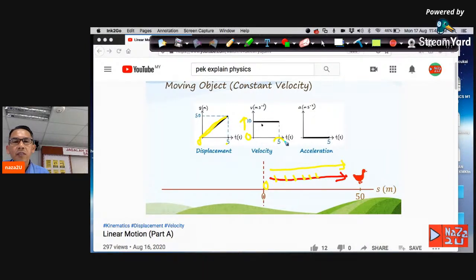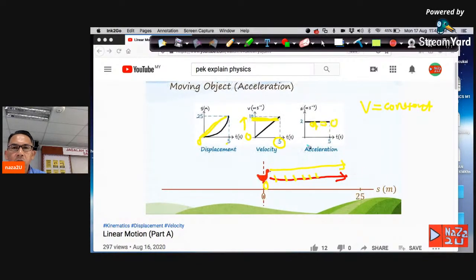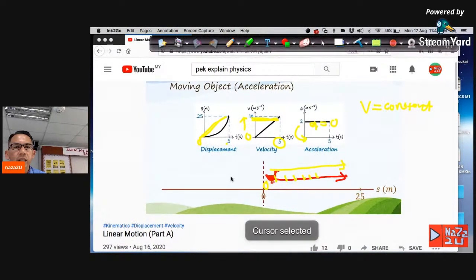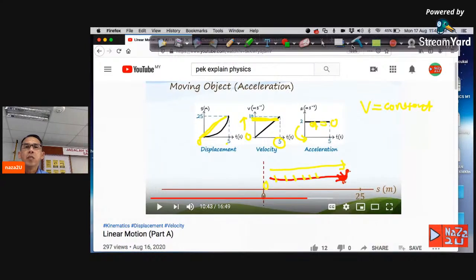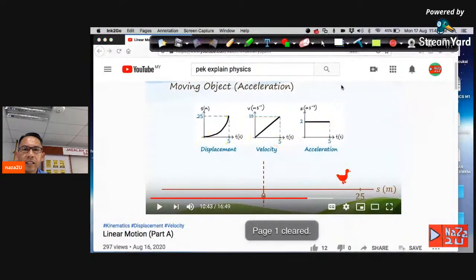Velocity is constant. Velocity 0 to 10 meter per second, velocity in 5 seconds is constant. So maksudnya dia bergerak dengan constant velocity V. That's why graf ni dia lurus, horizontal. Okay. Because no acceleration. No speeding up, no slowing down, because velocity V is constant. Dia tidak ada pecutan. That's why the acceleration is equal to 0. So graf ini adalah object with zero acceleration, right? Okay. So we go to the next.